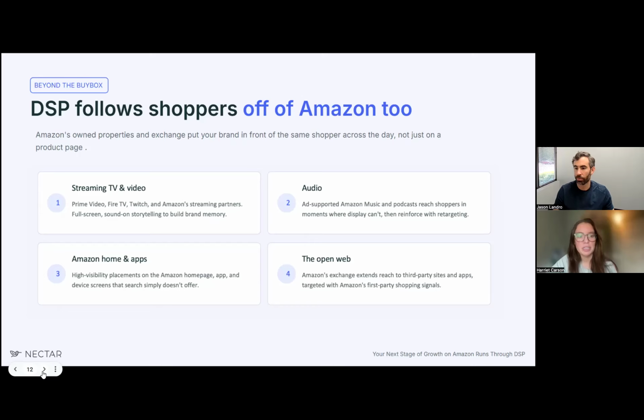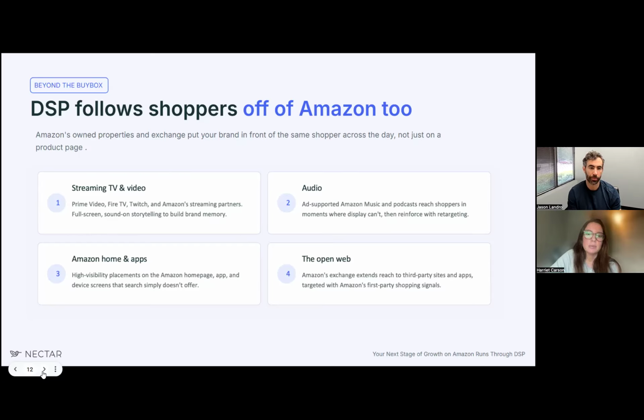So streaming TV: Amazon has partnerships with Netflix, Hulu, and a lot of live sports events, WNBA, MLB, and then they have Prime Video, which they own. I would say the biggest limit for streaming TV is YouTube TV because it's owned by Google. But in terms of reach, it's going to be very similar to other DSPs.